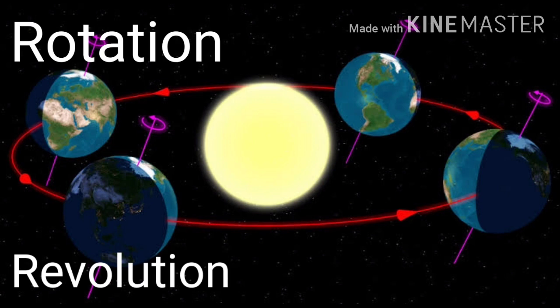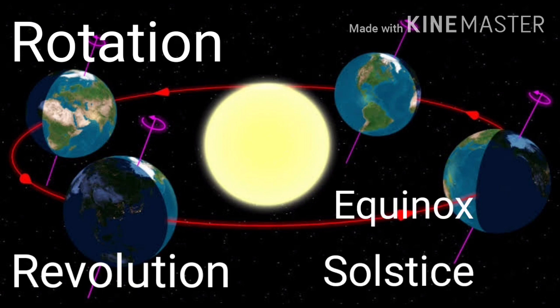And revolution. What is revolution? Revolution is the movement of the earth along a fixed path called the orbit. Revolution takes 365 days. And about the leap year, you came to know. On a leap year, it will be 366 days, right? And there are two phases of revolution, that is equinox and solstice. Because of these phases, the revolution creates seasons.